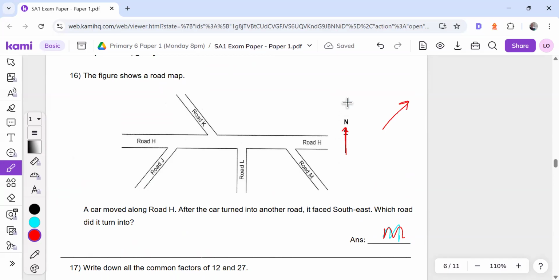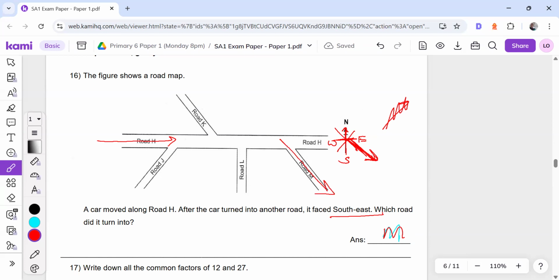It doesn't mean the north is always pointing upwards. So once you have this compass, what do you do? You need to complete the compass by drawing your 8-point compass. Then a car moves along road H and turns into another road. It faced southeast. Where is southeast? Here. Can you see the car will go that direction? So which road is that?